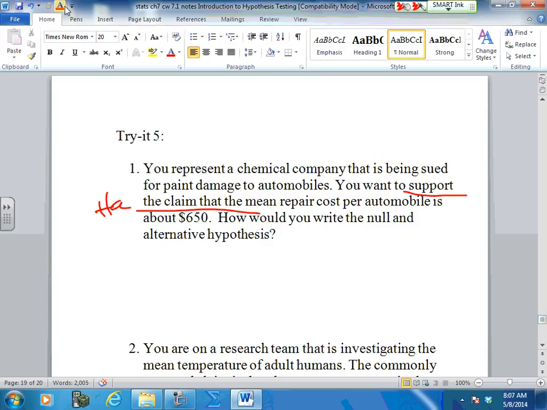Donna, what's your claim? Mu is less than 650. Good. Okay, now, mu is less than 650. You are representing this chemical company. They're saying it's about 650. So you don't want to say it's going to be more than, right? Because that makes it not sound too good for you. You want to say it's going to be less than.